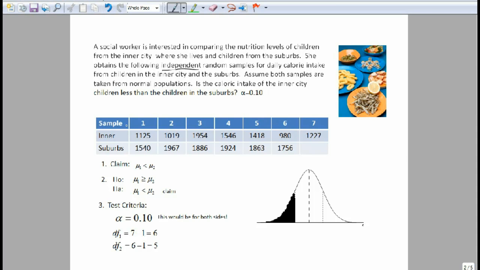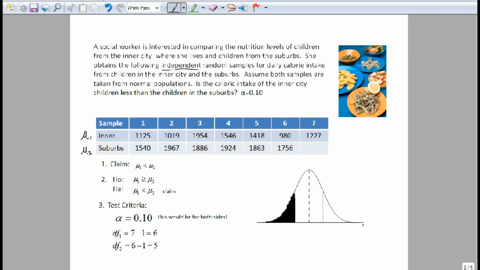And one of the things we realize is that the inner city, they took 7 samples, where the suburbs, they took 6. So that's going to also tell us that it's not dependent. Therefore, our claim is that inner city, this is our mu sub 1 and this is our mu sub 2, is less than mu 2. So the inner city is going to have fewer calories than the suburbs.